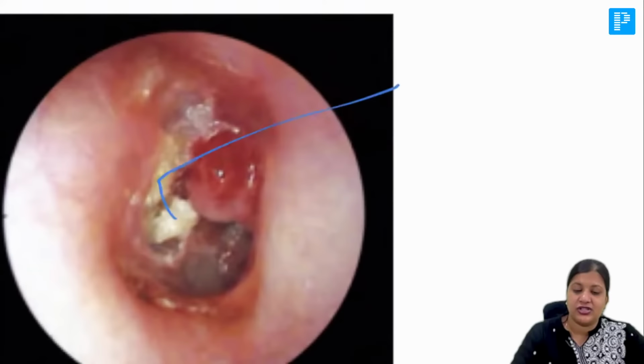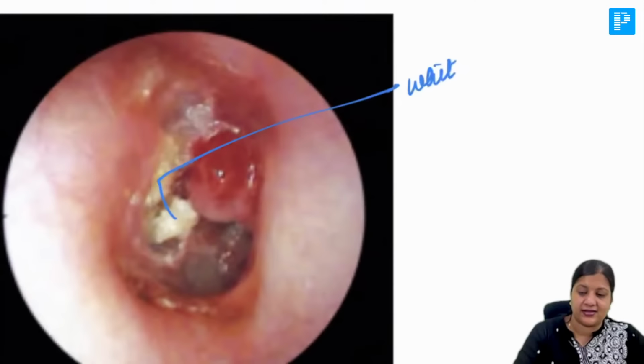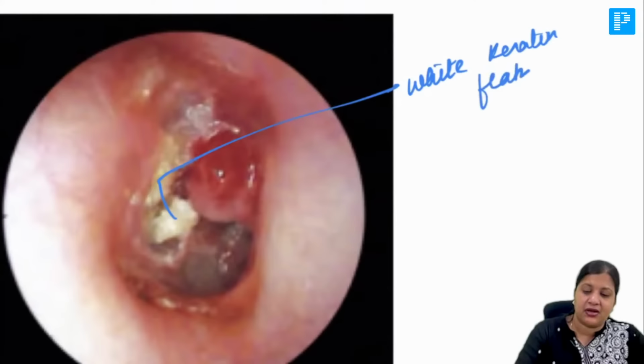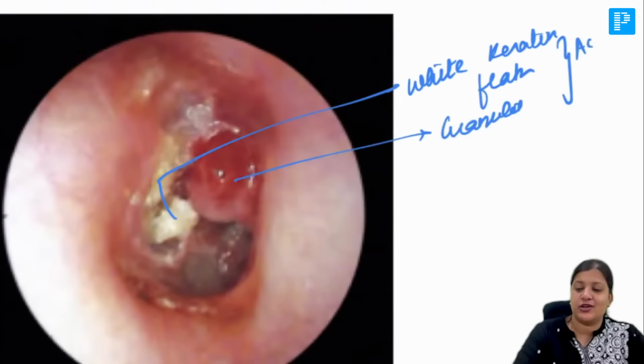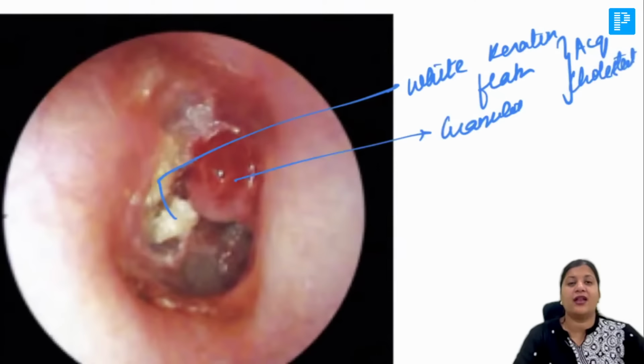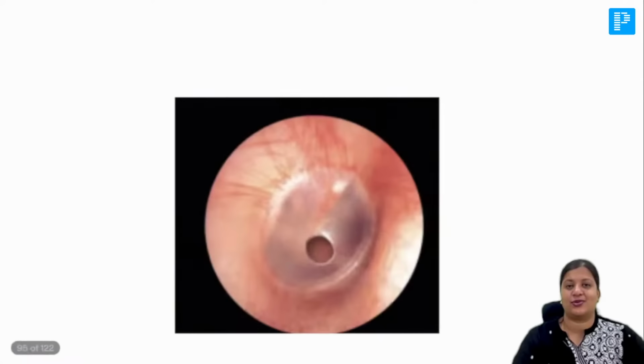Look at this condition. There is whitish keratin flakes. And along with the whitish keratin flakes, you're seeing some granulation tissue also of the tympanic membrane. So what is this? This is the patient who has acquired cholesteatoma. So very important, an image-based question showing to you some attic retraction, posterior superior quadrant retraction with keratin flakes with granulation should prompt you for an unsafe disease or an acquired cholesteatoma.